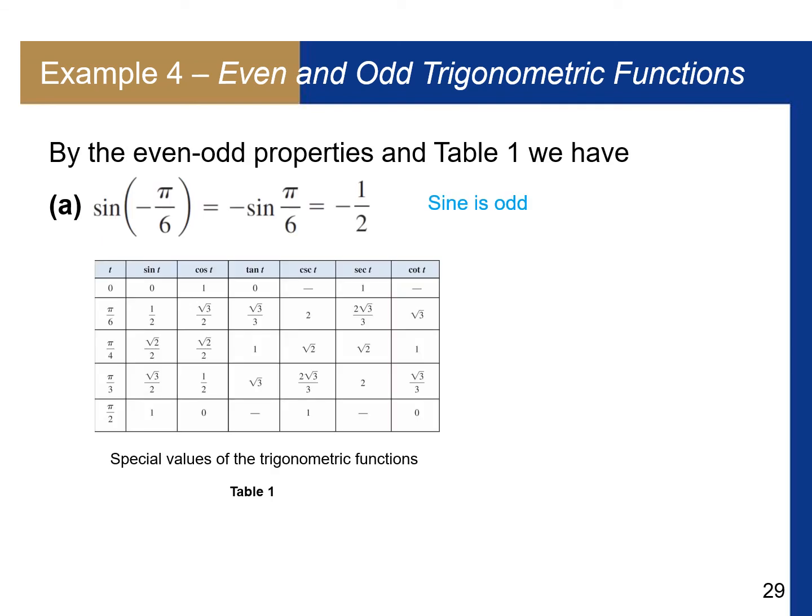So here's your special values. We have our sine of pi over 6. And since our y value is negative, it will be negative. And we have our cosine of pi over 4. And since our cosine value is positive, our x value in the fourth quadrant, when I go backwards pi over 4, it is also positive because cosine is even and sine is odd.